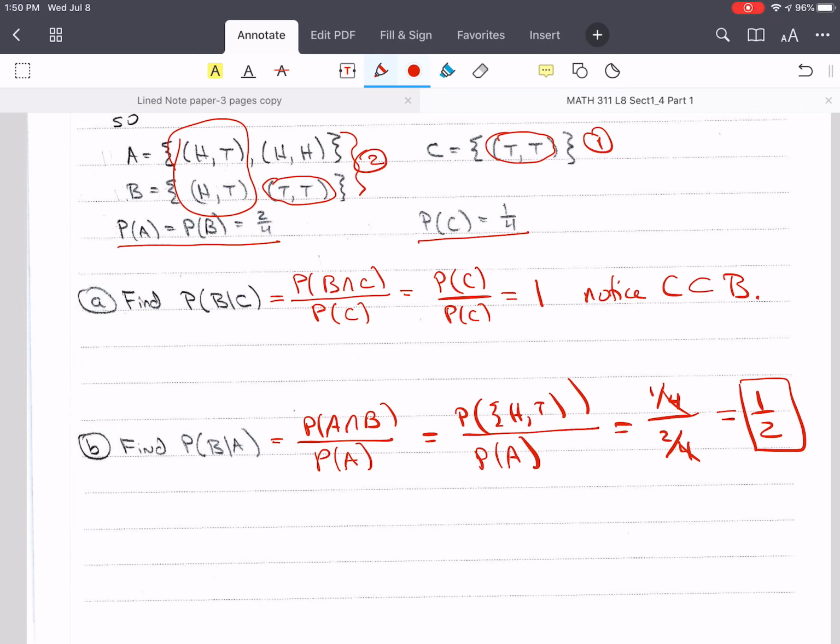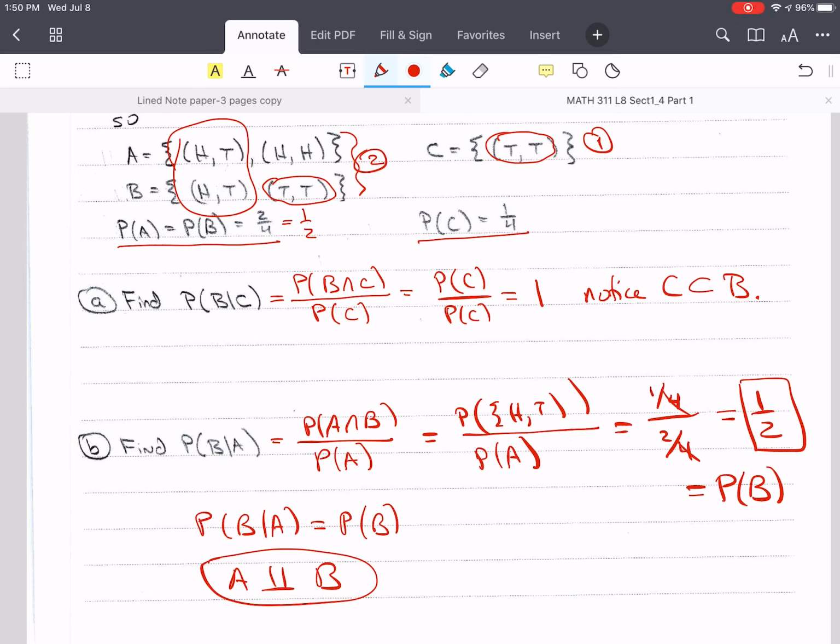So here, this is also equal to the probability of B, which is 1/2 or 2/4. So this says that the probability of B given A is equal to the probability of B. Therefore, A and B are independent. Notice here, this is not equal to the probability of B in part A. So the probability of B given C is not equal to the probability of B. So B is not independent of C.